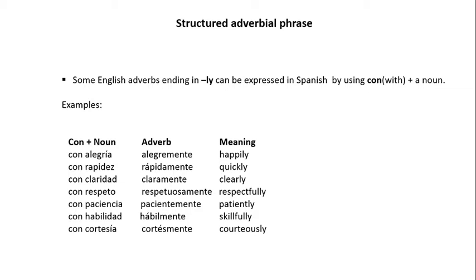Con alegría is the same as alegremente, which means happily. Con rapidez is the same as rápidamente, which means quickly. Con claridad is the same as claramente, which means clearly. Con respeto is the same as respetuosamente, which means respectfully. Con paciencia is the same as pacientemente, which means patiently. Con habilidad is the same as hábilmente, which means skillfully. Con cortesía is the same as cortésmente, which means courteously.